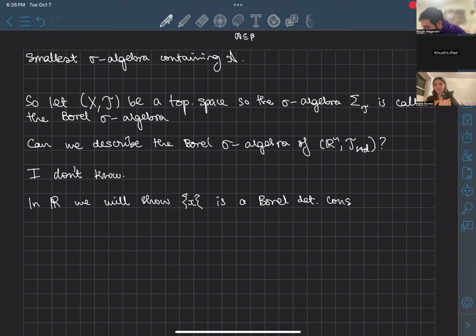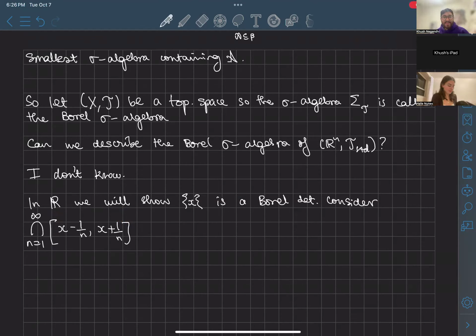Just consider the intersection as n goes from 1 to infinity of the interval (x minus 1 over n, x plus 1 over n). Once you know open sets are measurable, you know that closed sets are also Borel, because closed sets are complements of open sets.